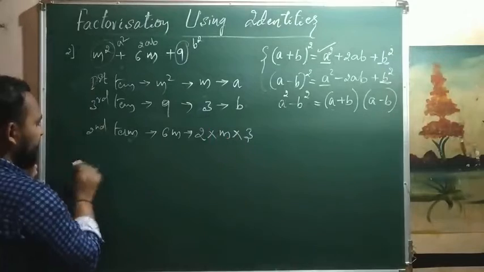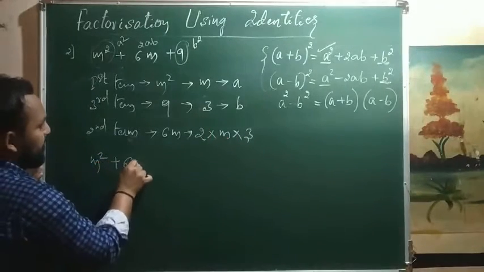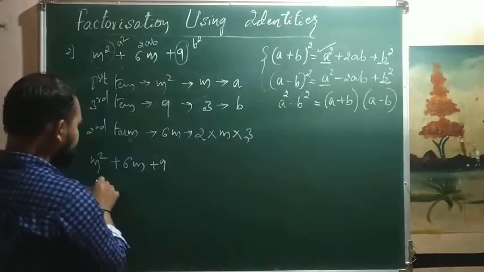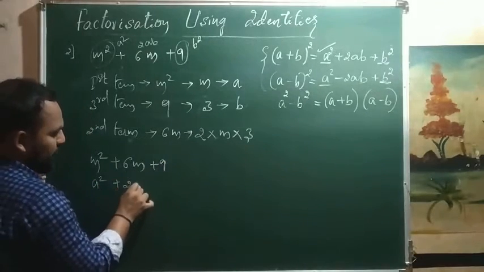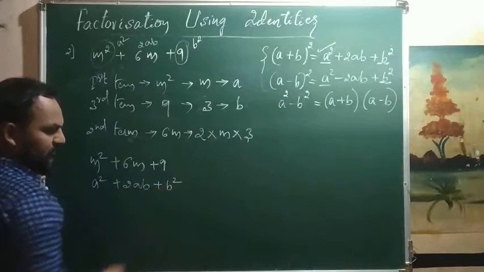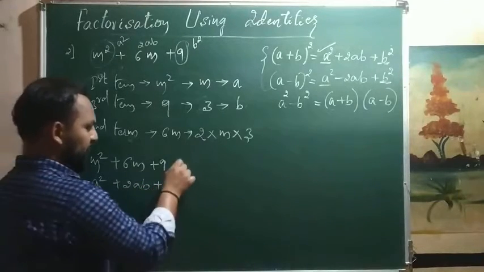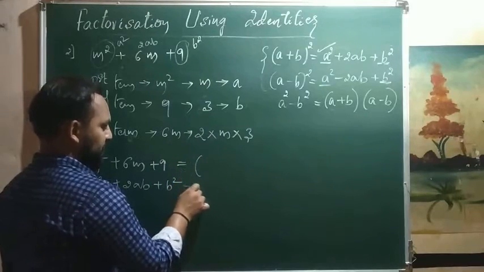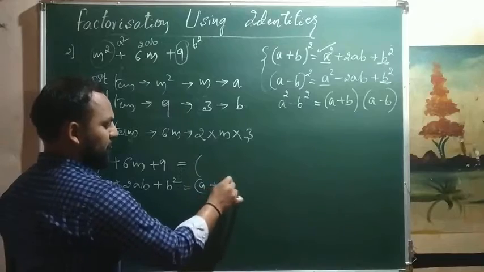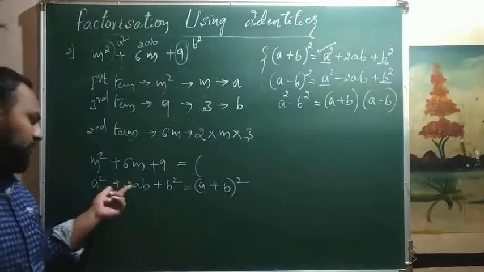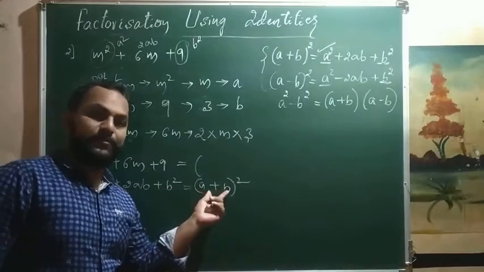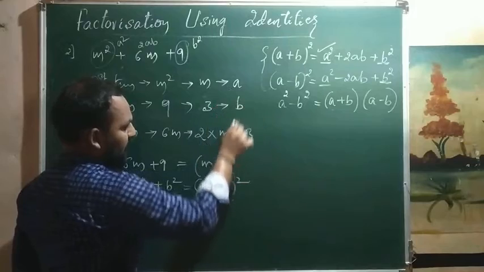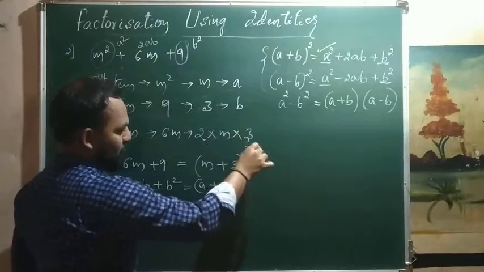Then directly write m square plus 6m plus 9, and this is in the form of a square plus 2ab plus b square. It means a plus b whole square. And this a square plus 2ab plus b square is a plus b whole square. What is a? A is m. What is b? B is 3.